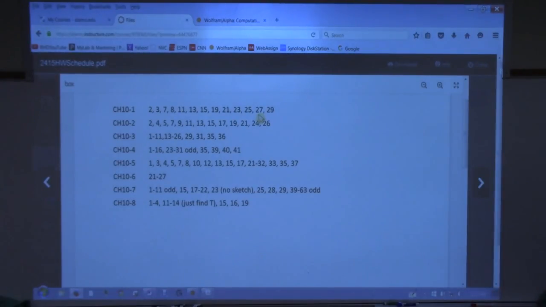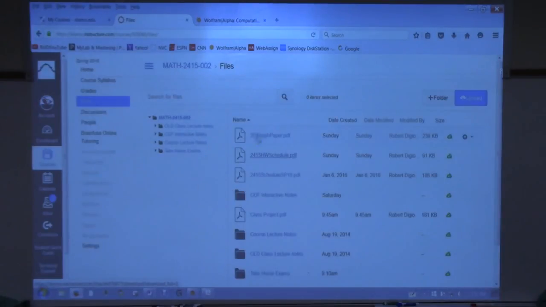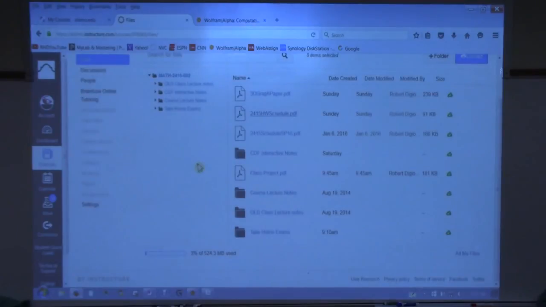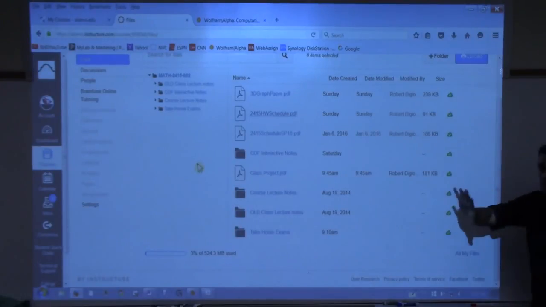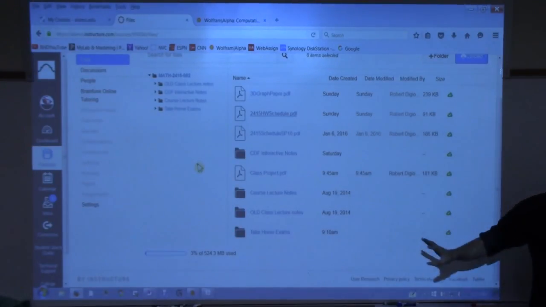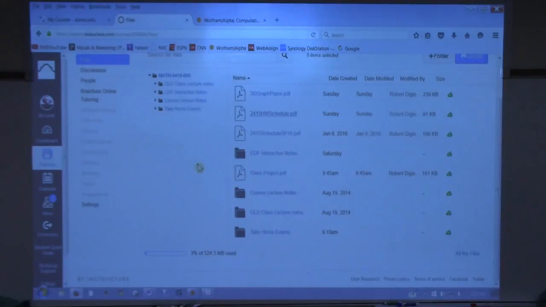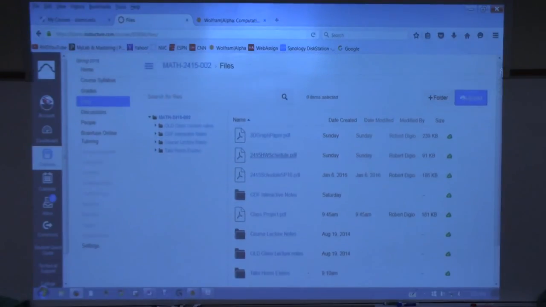So just print that off. My expectation is that you would do that before next class. The homework. No, 10.1. Just 10.1. Yeah, no. That's just all of Chapter 10. If you're an overachiever, then go ahead.